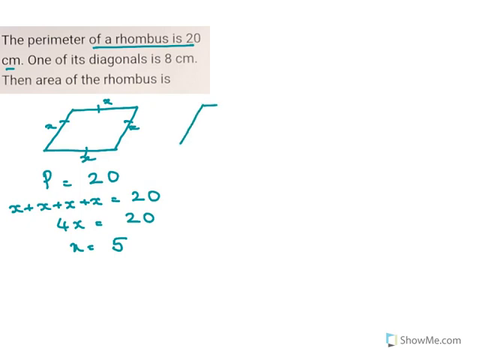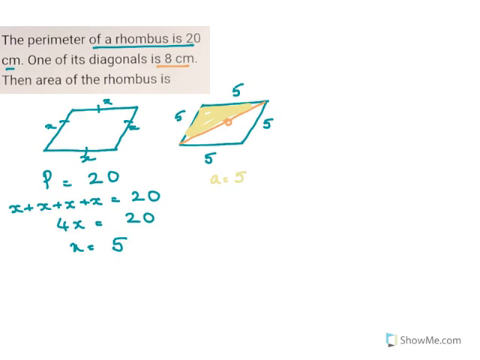So we'll do it again. Draw the figure again. Now the sides will become 5, 5, 5 and 5, and one of its diagonals they said is 8. So this diagonal is 8. We need to find the area of this rhombus. So for this you'll take up this triangle and you'll find the area of this triangle.